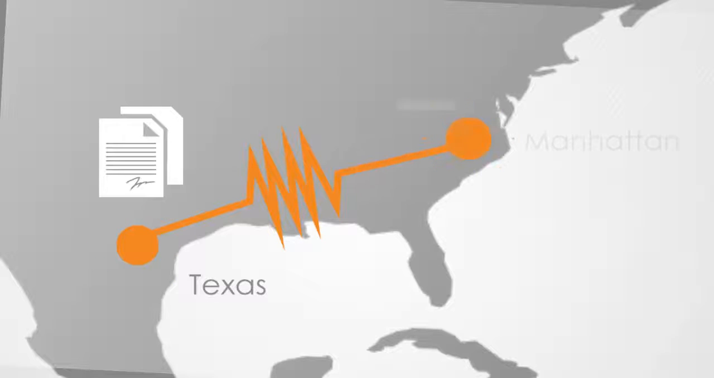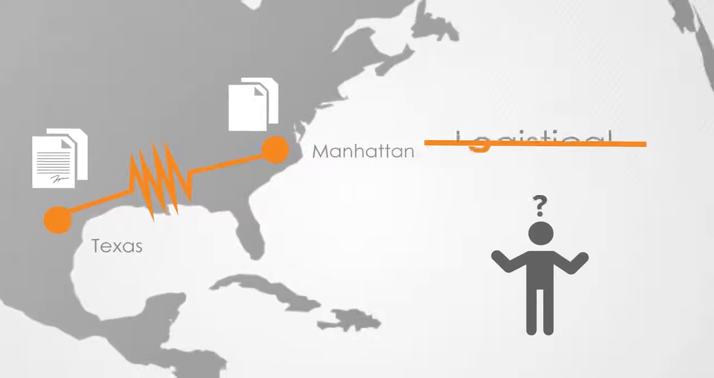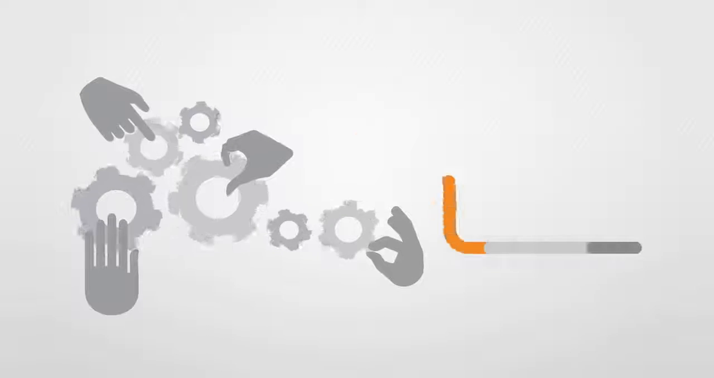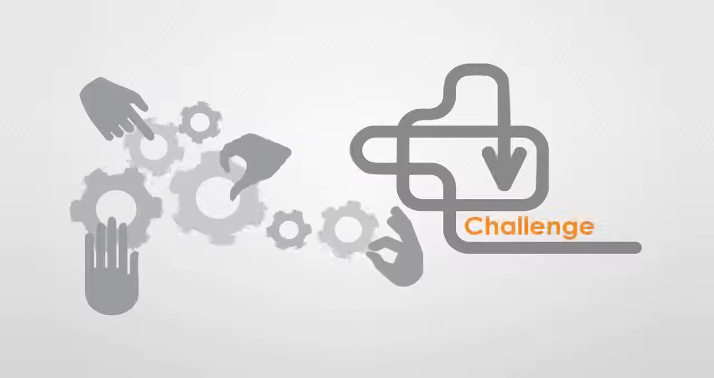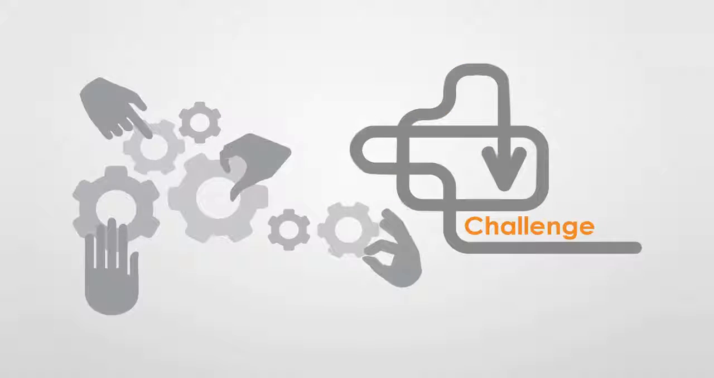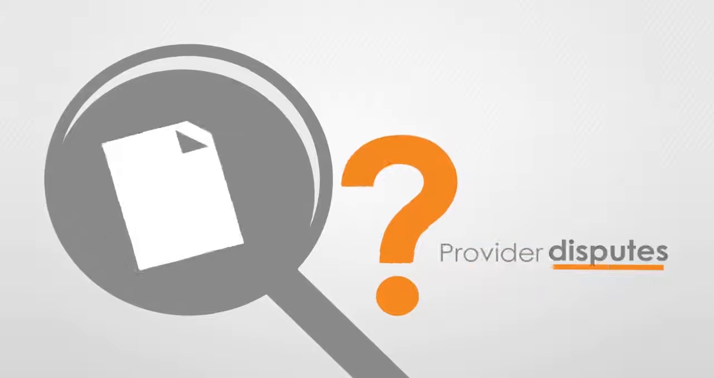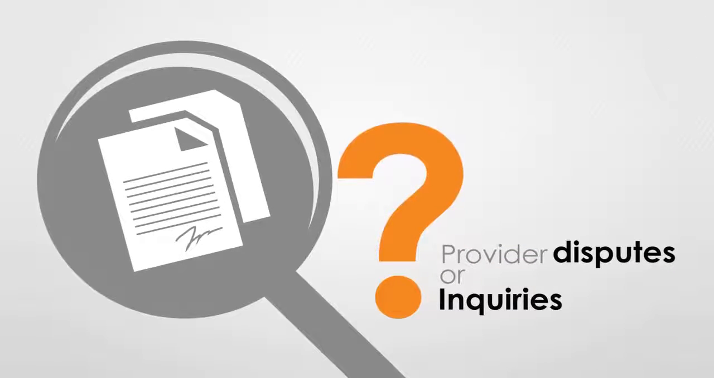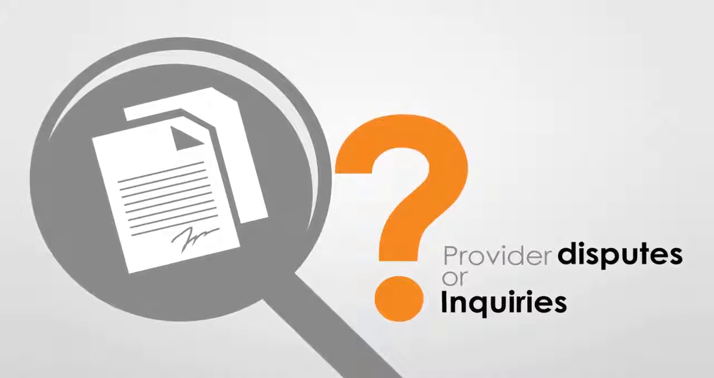Retrieving documents in Manhattan for the contracts drawn in Texas becomes a logistical nightmare. The manual process can make communication between different departments and providers a high challenge, especially while negotiating or reviewing contracts or later during provider disputes or inquiries.